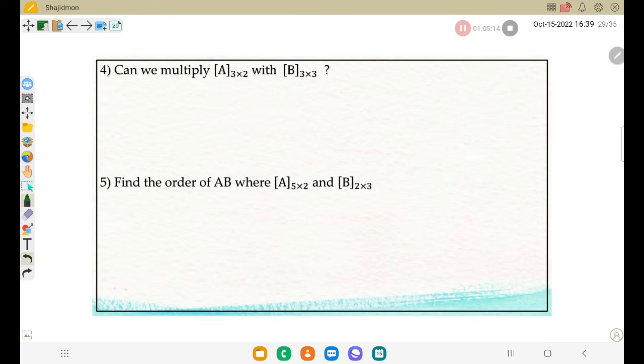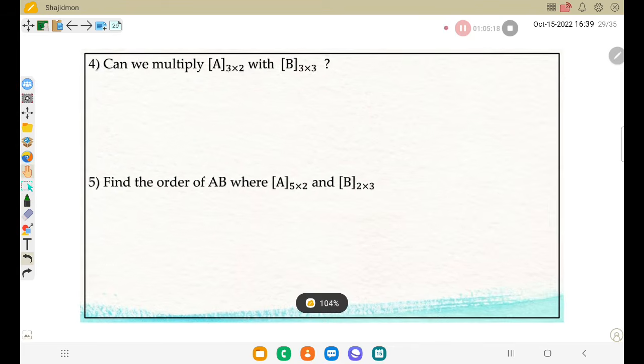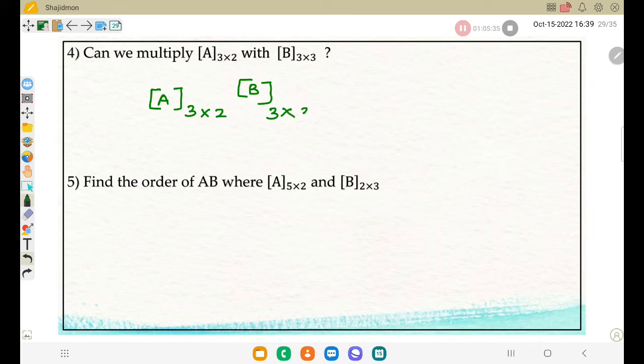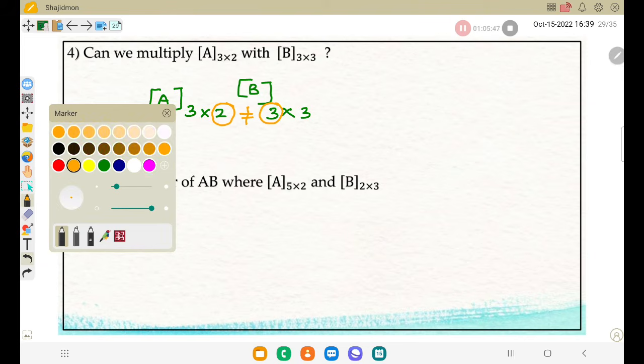Okay, now let me go to the next question. Question number 4. Now this question, can we multiply A matrix 3 by 2 with B matrix 3 by 3? A matrix 3 by 2, matrix B 3 by 3. Can we multiply these two? No, because here number 2, here number 3, not same, correct? So answer is no.